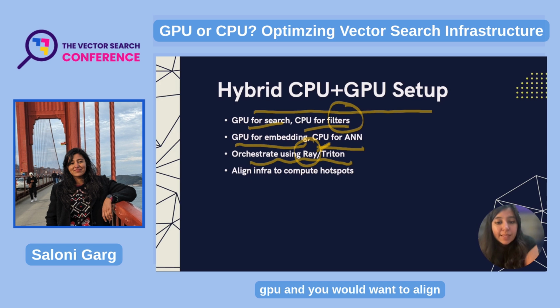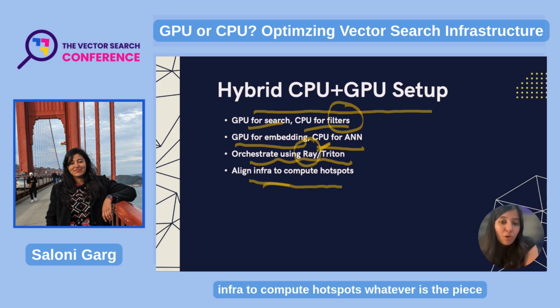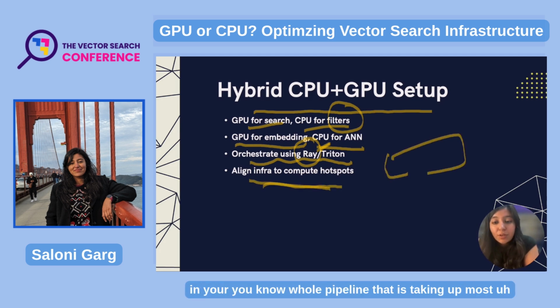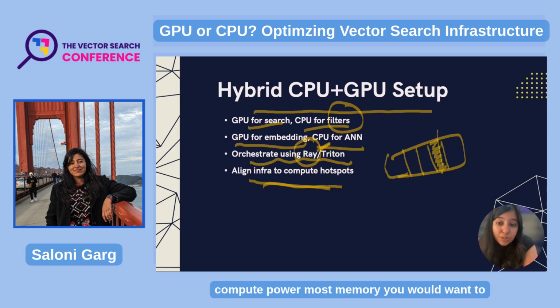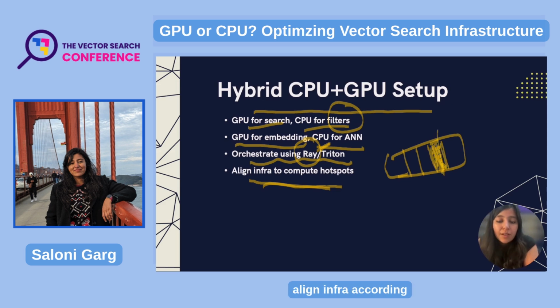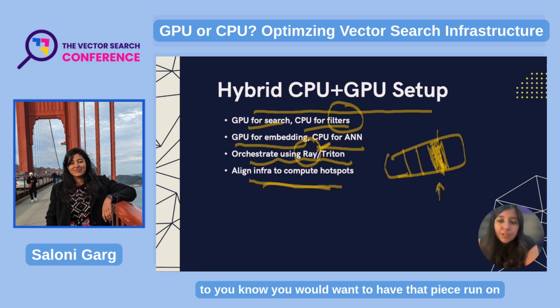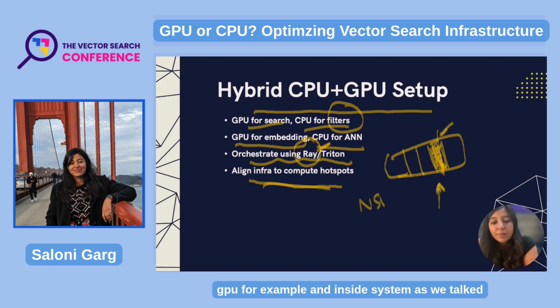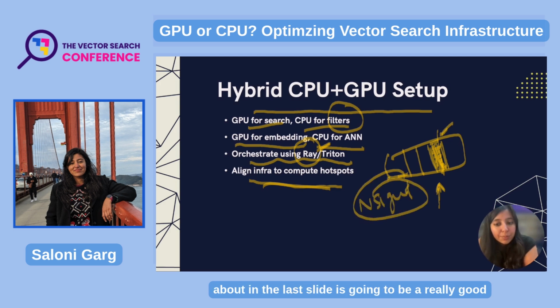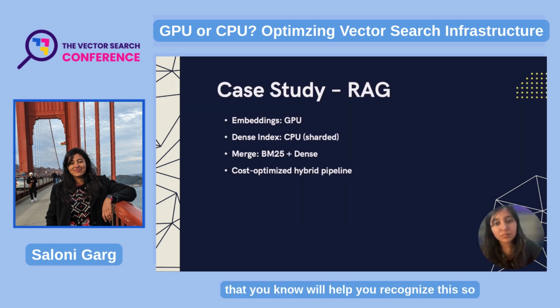pre-baked. And then you would want to align infra to compute hotspots, whatever is the piece in your whole pipeline that is taking up most compute power, most memory. You would want to have that piece run on GPU, for example. And Insight system, as we talked about in the last slide, is going to be a really good thing that will help you recognize this.